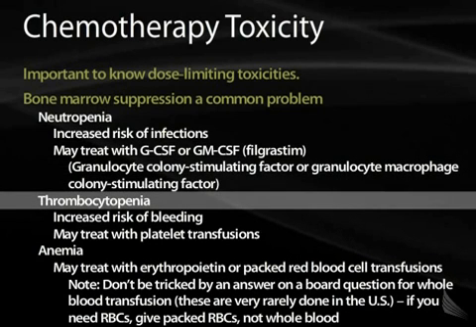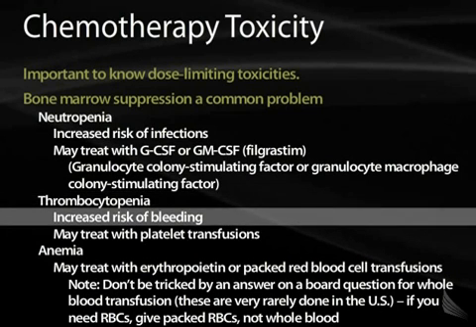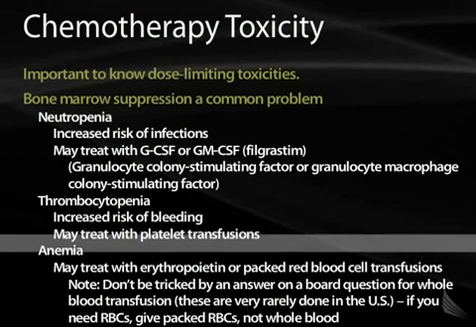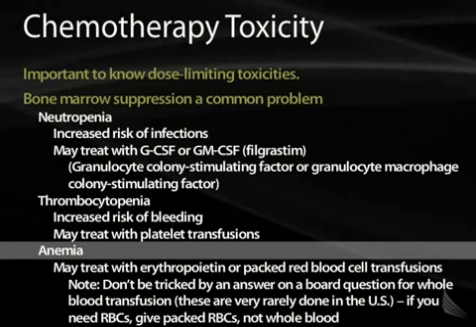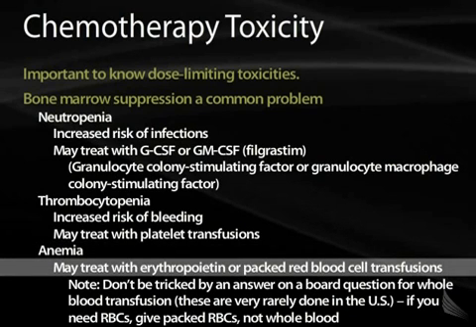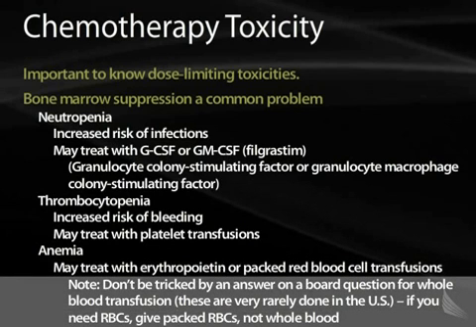Thrombocytopenia is another problem in patients that have bone marrow suppression. These patients may have increased risk of bleeding. We can give these patients platelet transfusions. Other patients may develop anemia that can cause severe heart problems. We can treat these patients with erythropoietin or packed red cell transfusions. We never give patients whole blood transfusions anymore. We only give packed red cell transfusions.